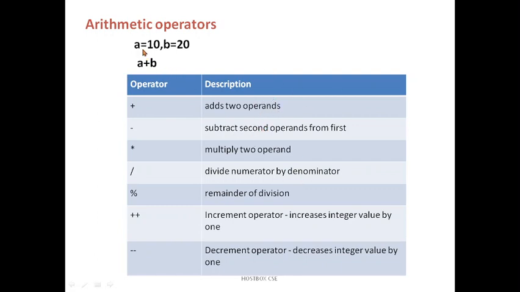In pre-increment, the 1 is added first, so 1 plus 10 gives 11. The second time, in post-increment, first a is equal to 10 is used, then the default value 1 is added, so again the value of a becomes 11. Decrement works the same way, pre-decrement and post-decrement. You can give minus minus a, which is pre-decrement, and a minus minus, which is post-decrement.